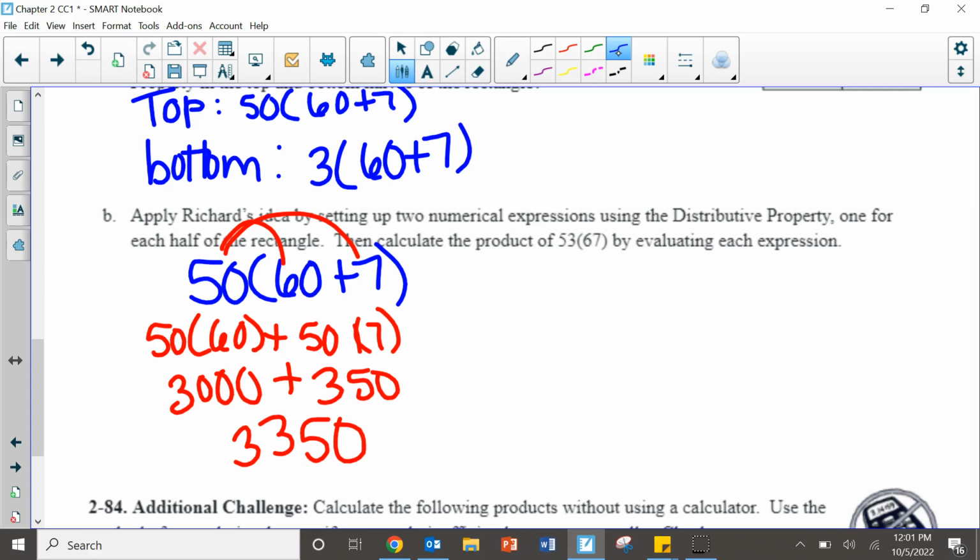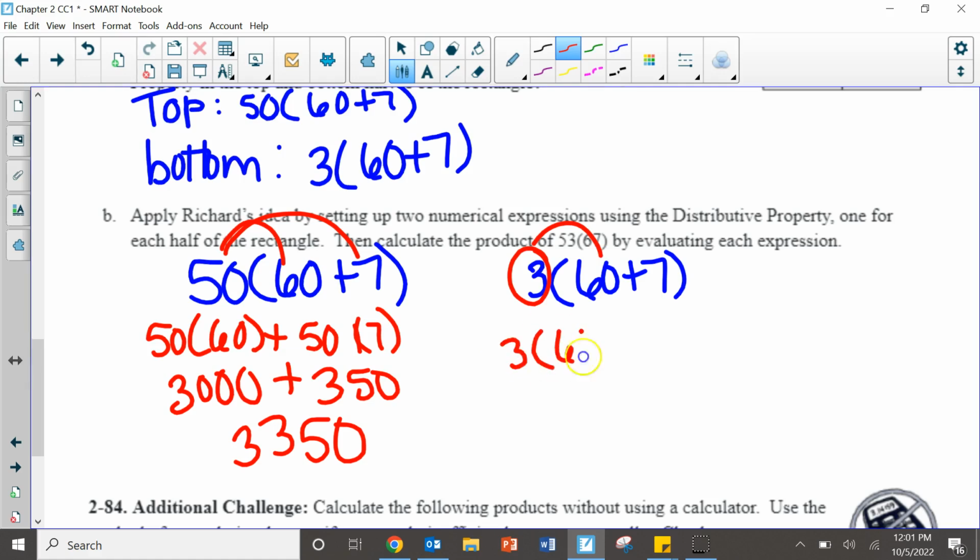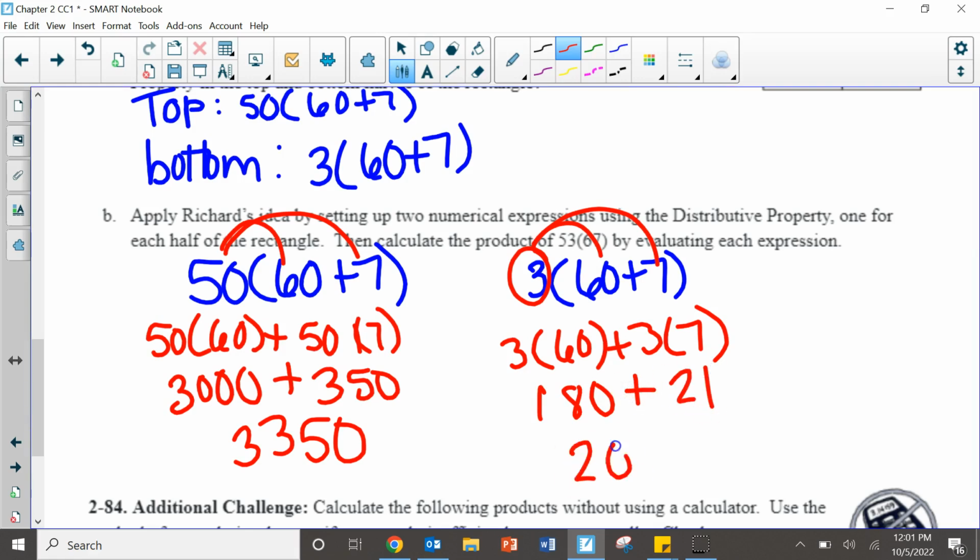Then we have the bottom piece. That was our 3 times 60 plus 7. Again, take what's on the outside and distribute it to both parts. So I have 3 times 60. And I wouldn't just make your little rainbow looking things right away. Do it as you go so that you can visually see, oh, I haven't distributed the 3 to the 7 yet because I don't have a little line going there. 3 times 7. Okay, go ahead and solve. 3 times 60 is 180 plus 21, and that equals 201.